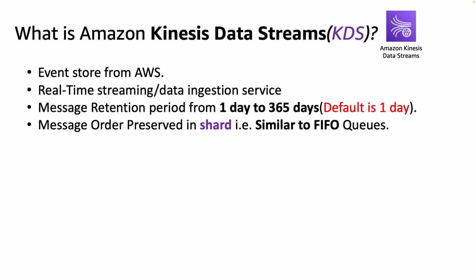In this case, message order is preserved in a shard. So in Kinesis data stream, you think about it like a building block. A unit in Kinesis is a shard. A shard is very similar to a queue. And this shard acts more like a FIFO queue, so this ensures your order. When the message is sent, it's consumed in the same order.